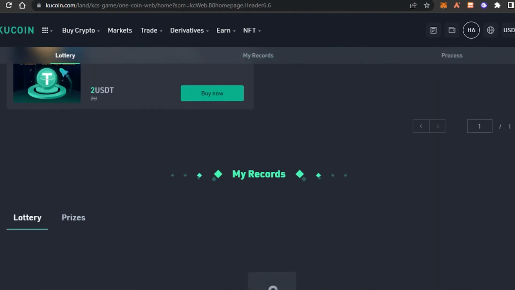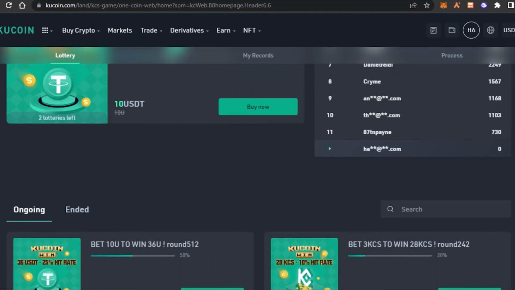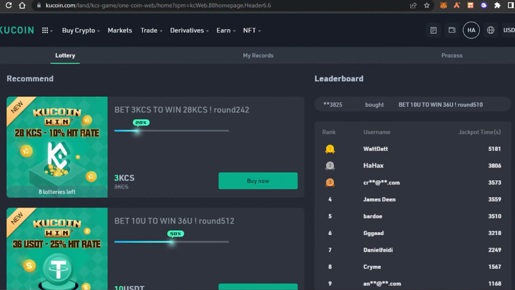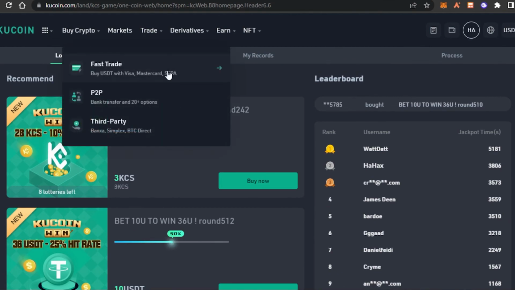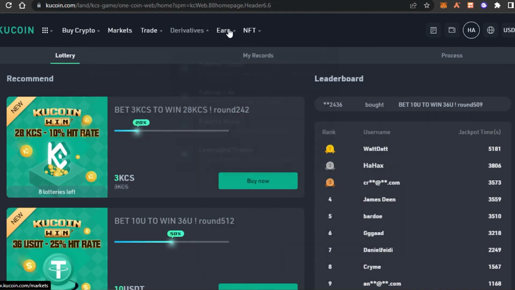It's a lottery. You can go ahead and buy coins and make more money and then bet more and make more. So that's how a simple lottery works. And you can make money on KuCoin really easily using all of these different methods that I just showed you that are available on KuCoin Earn.